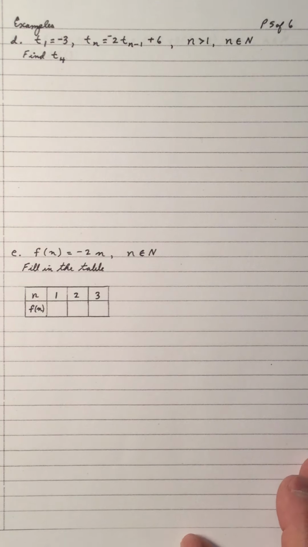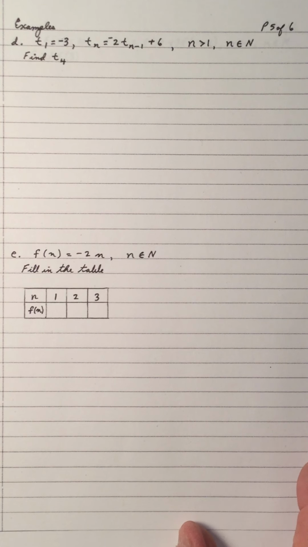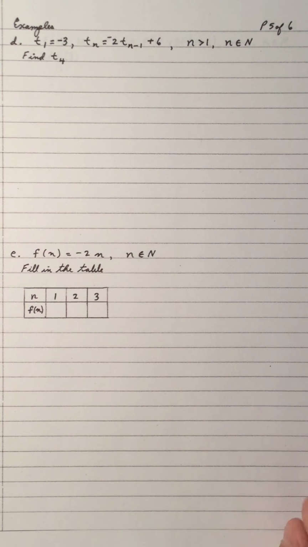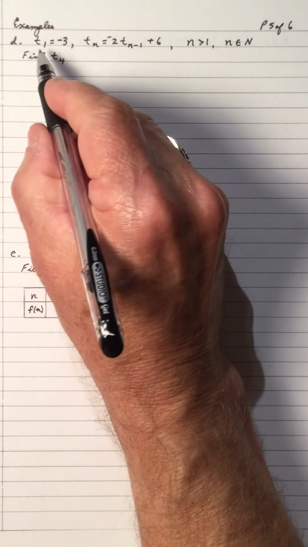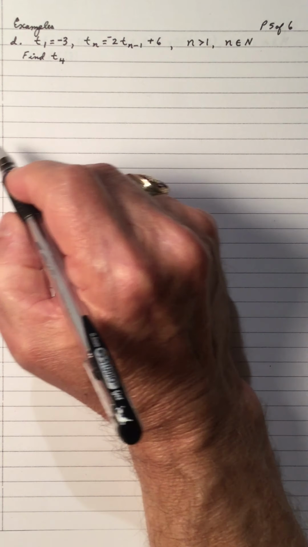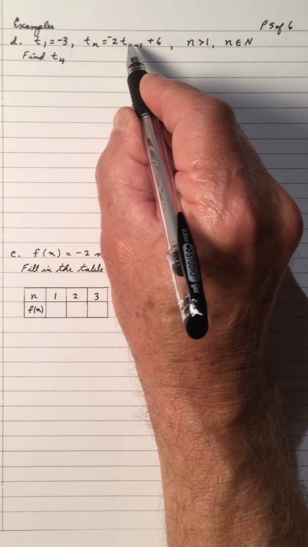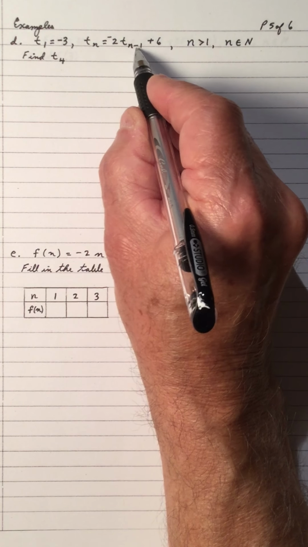And we have another type of sequence coming up. We'll do more explanation as we go. We're just introducing the sequence now, what this unit is all about. Notice we have T1 is negative 3. Notice we have Tn is negative 2 times T of n minus 1, plus 6.